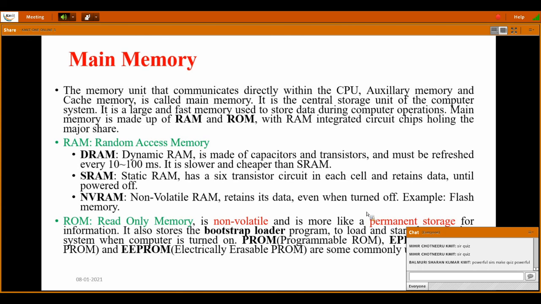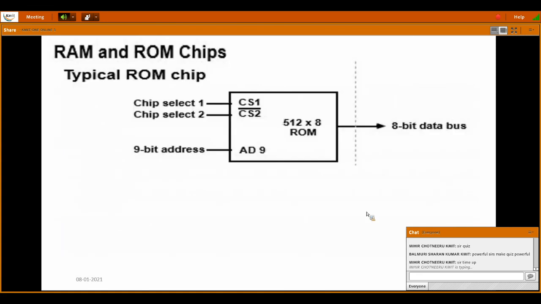But some portion of the main memory we can also use as ROM. To take the example of ROM, what is ROM here? Chip selection 1, chip selection 2, and address is 9. Here we also have bidirectional data, an 8-bit data bus. Understood? What is ROM here? Only read-only memory.